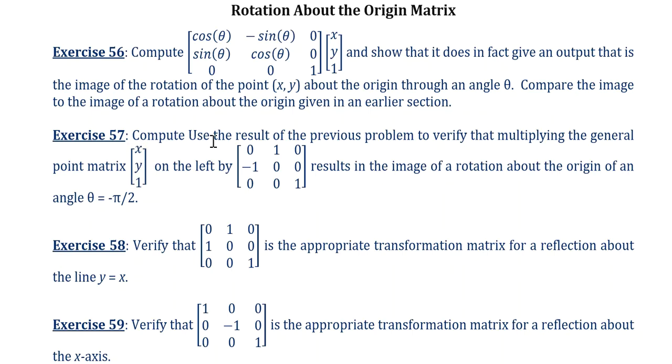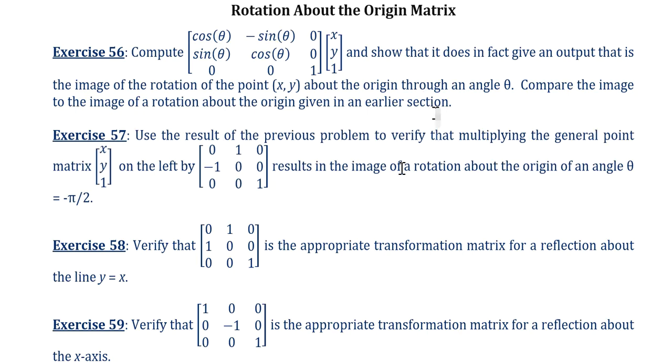And this exercise, compute the result of the... use this result to verify that multiplying the general point (x, y, 1) on the left by this results in a rotation about the origin of an angle negative pi over 2. Again, look back at what we had done earlier about what you need to do to the points (x, y) to get (x', y') when you rotate by negative pi over 2. We did that in an earlier video. Multiply this out and make sure those results match.